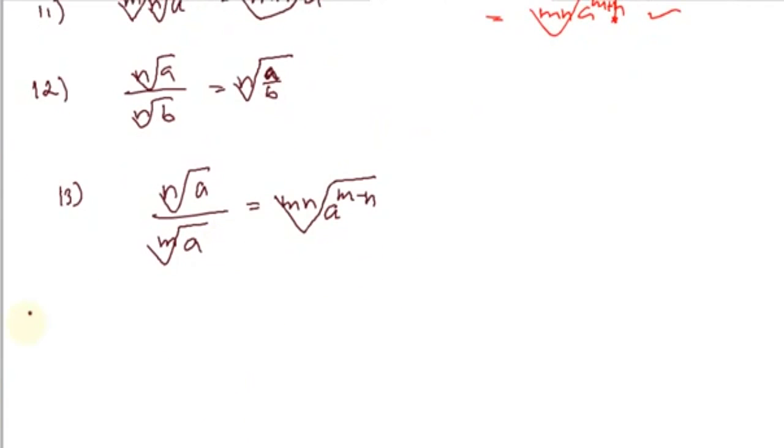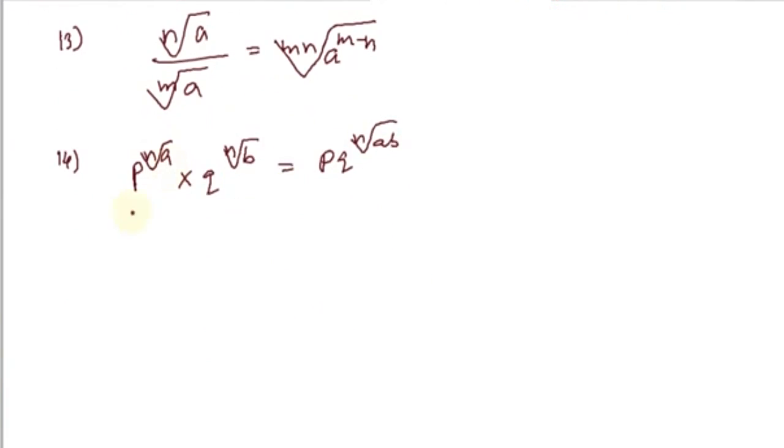14th: p to the power nth root of a into q to the power nth root of b is equal to (p into q) to the power nth root of a into b. So there are 16 formulas; the other two are as follows.